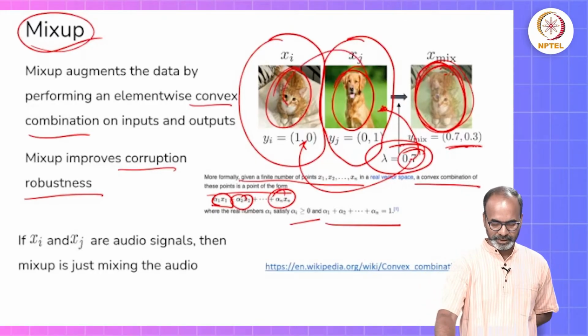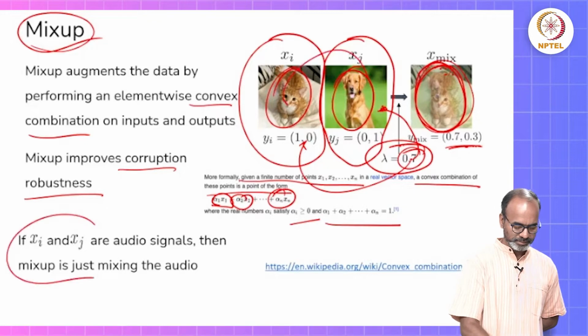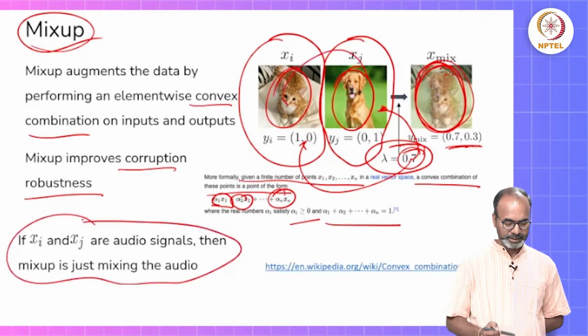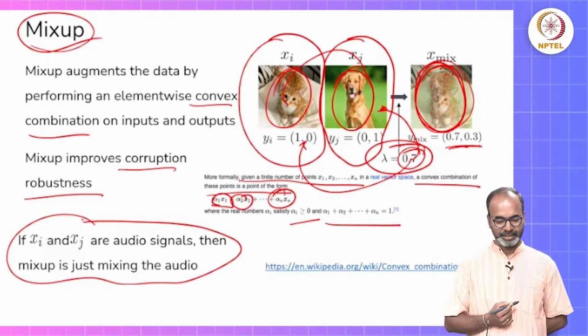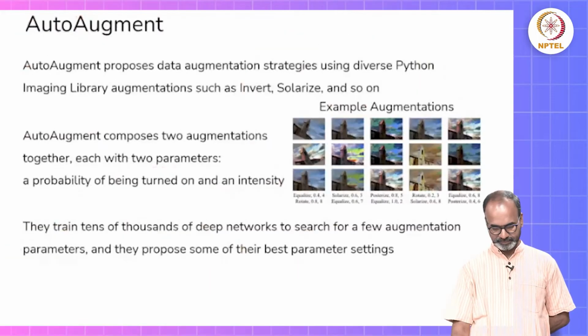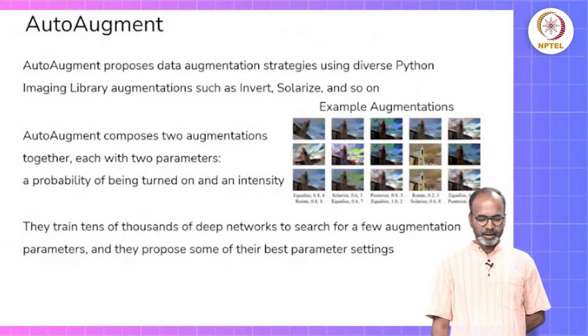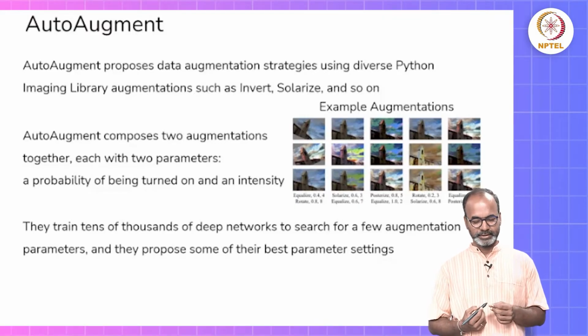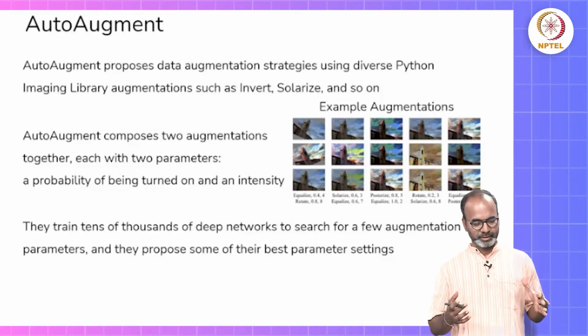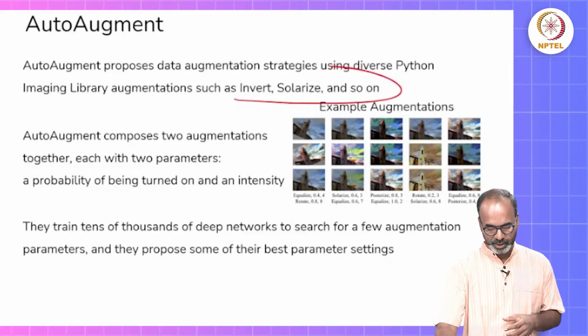This is in terms of images, but if you convert these images into, let's say, audio signals, it's just simple mixing of audios. That's the idea for mixup. Next, the idea for AutoAugment. AutoAugment proposes data augmentation strategies using diverse Python Imaging Library augmentations such as invert, solarize, and so on.